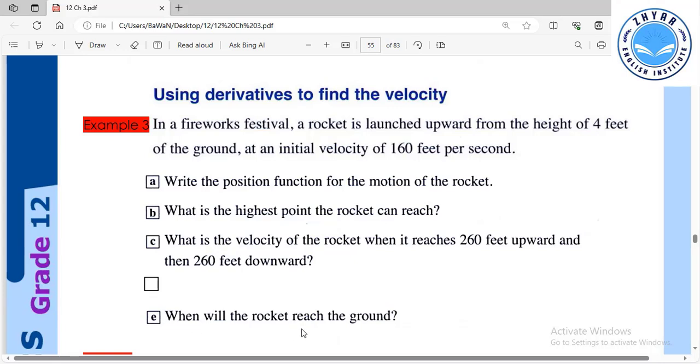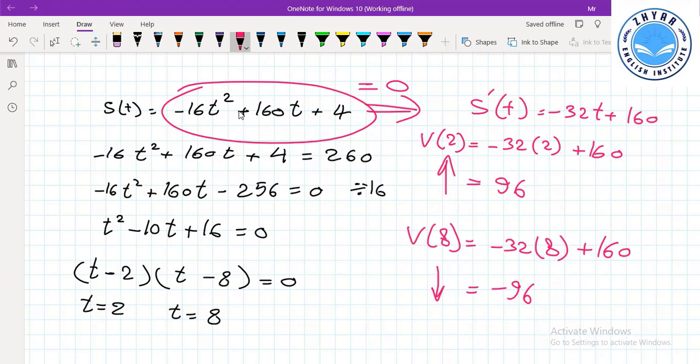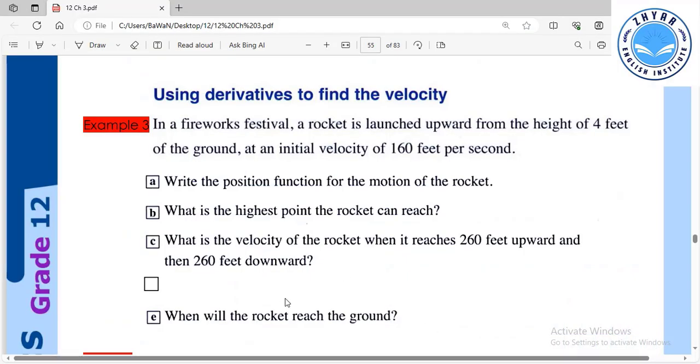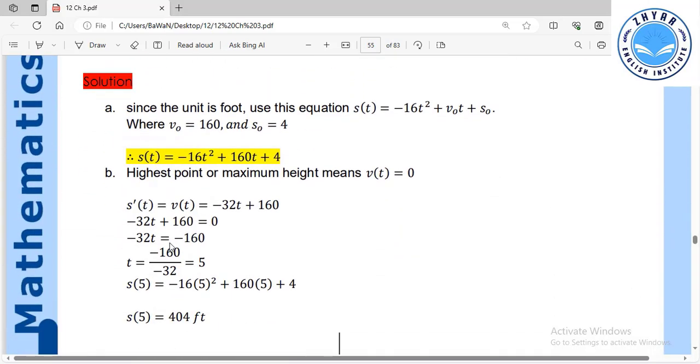When will the rocket reach the ground? The rocket reaches the ground when the position s of t is equal to 0. Just solve that, s of t equal to 0. Solve this, you'll find the time where the rocket reaches the ground. I'll leave that for you. These are the solutions. You can take screenshots.